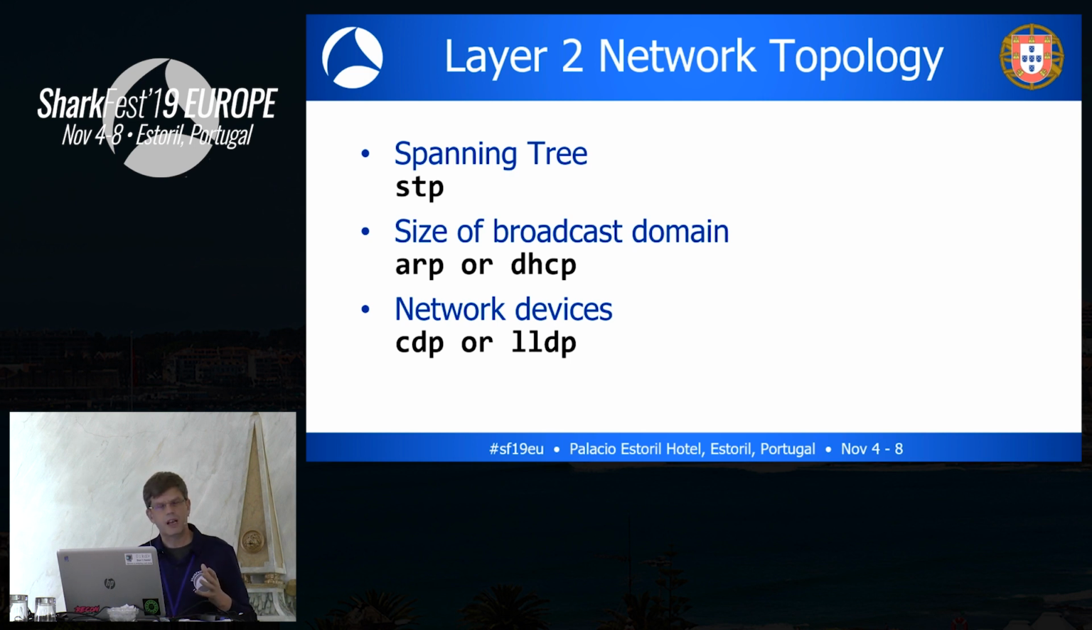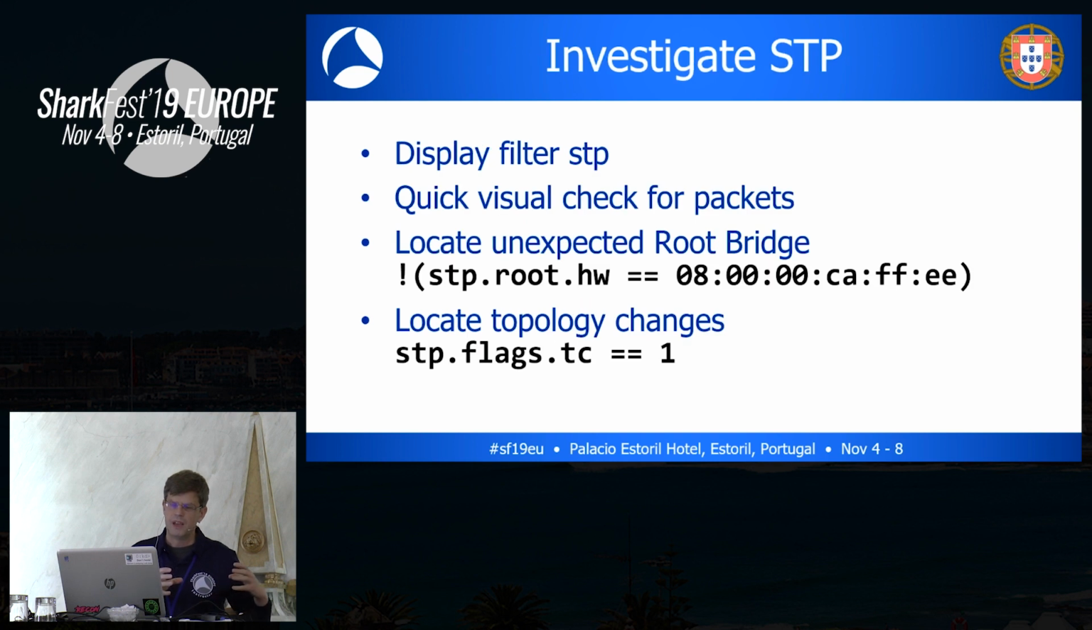In this phase, I look especially at the protocols: spanning tree protocol, STP, or its variations like per-VLAN spanning tree or MSTP or whatever. We look at the broadcast domain itself, what we can learn from ARP or DHCP messages, and we look at layer 2 discovery protocols that are often found in a trace. Let's start with the spanning tree protocol. What we need is a display filter called STP.